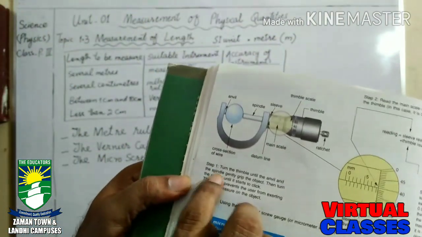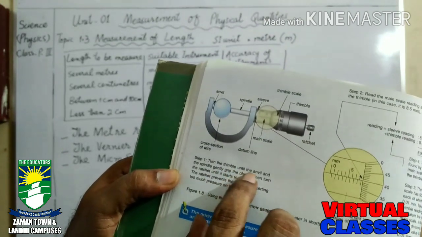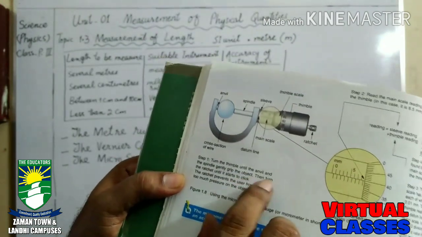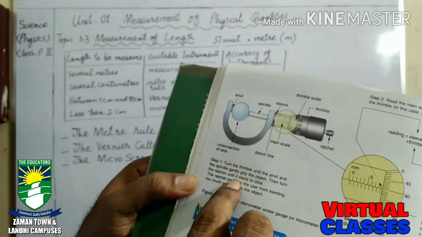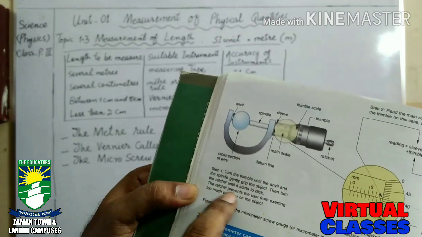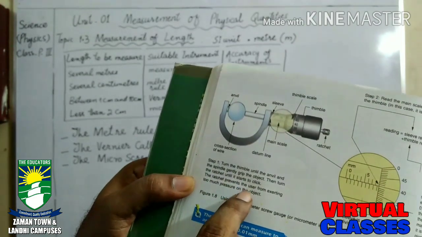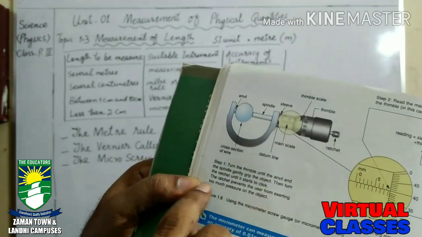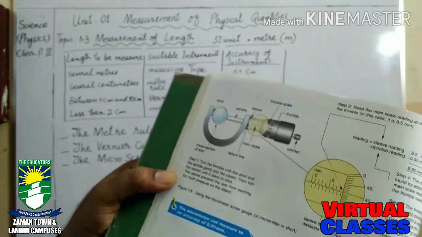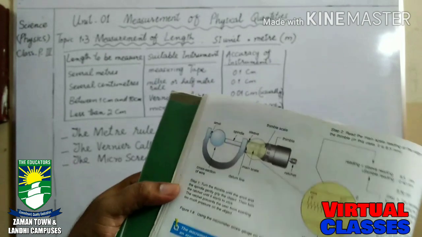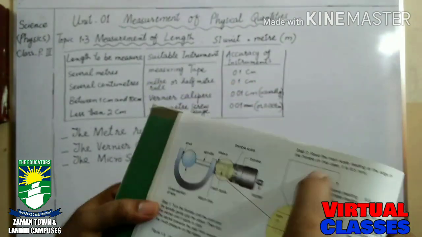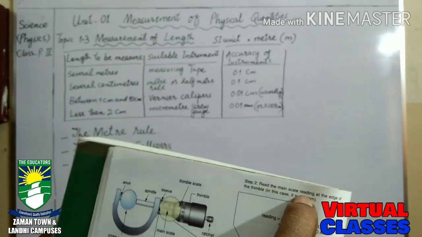Step 1: turn the thimble until the anvil and the spindle gently grip the object. Then turn the ratchet until it starts to click. The ratchet prevents the user from exerting too much pressure on the object. This is the first step to grip the ball. Next, the second step is to read the main scale.